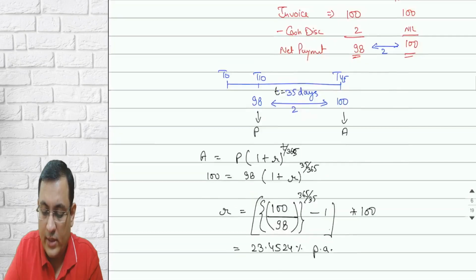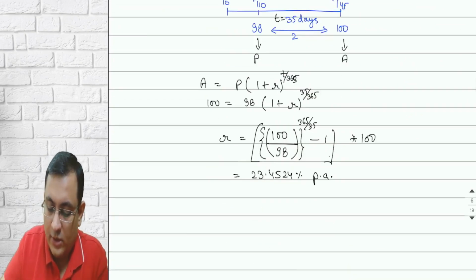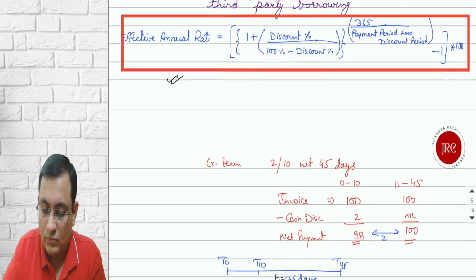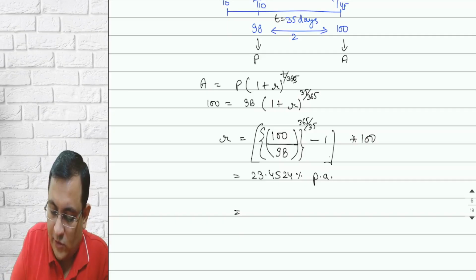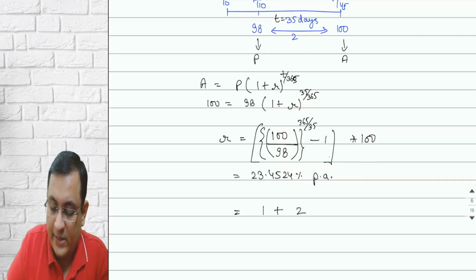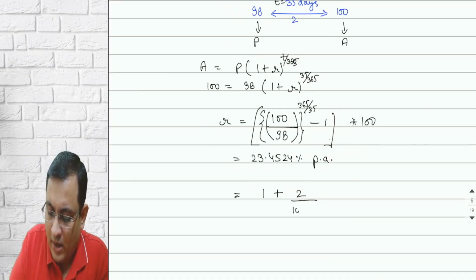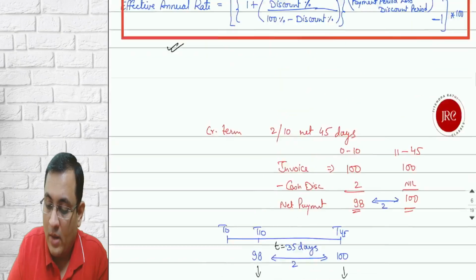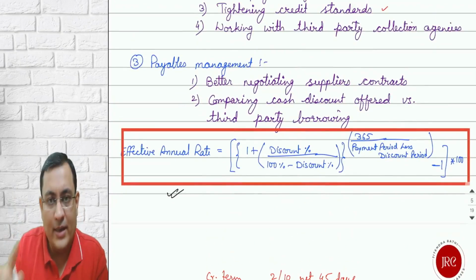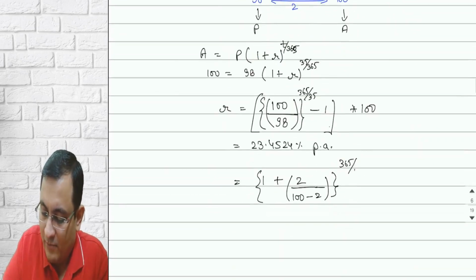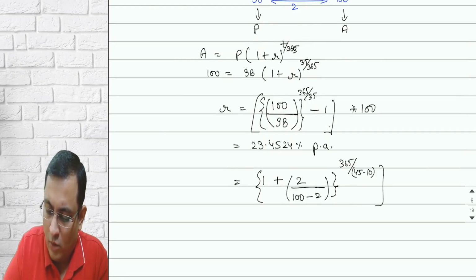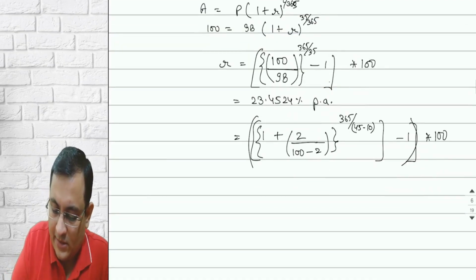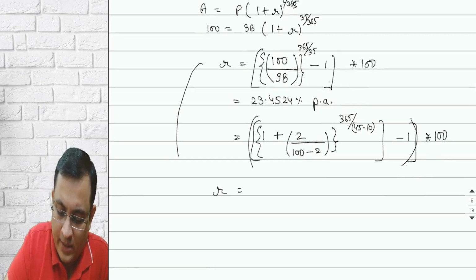So what I have used here, is there a difference? No, there is no difference here. It is 1 plus discount percentage, 2, divided by 100 minus discount, 100 minus discount is 2, whole power 365 upon the payment period less the discount period, that is 45 minus 10, whole minus 1 multiplied by 100. If we see, this is the same equation which I am using here.